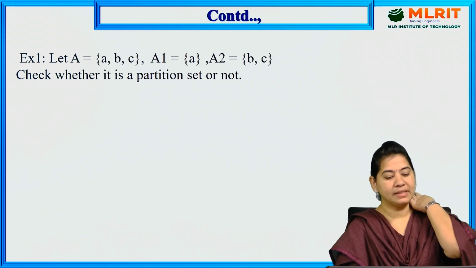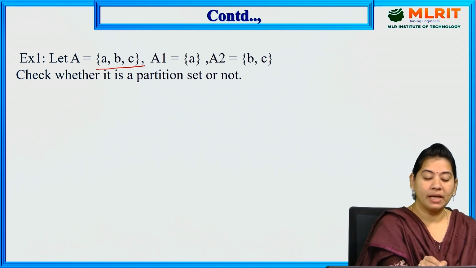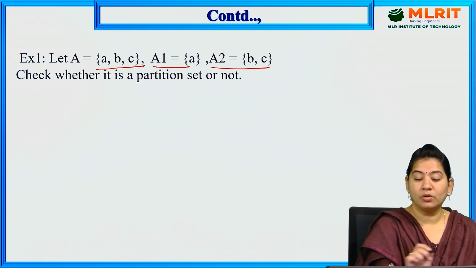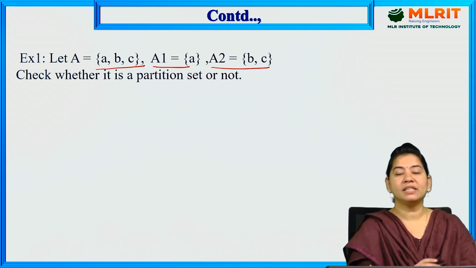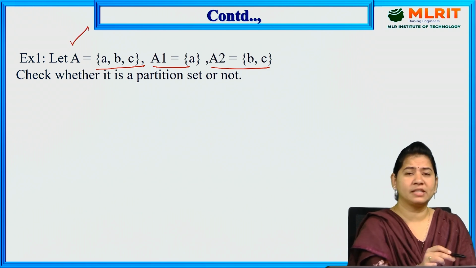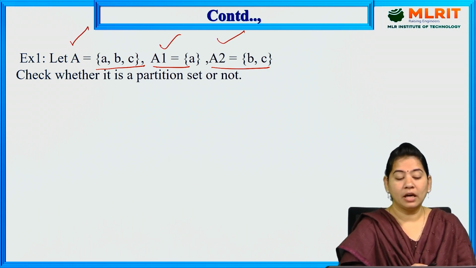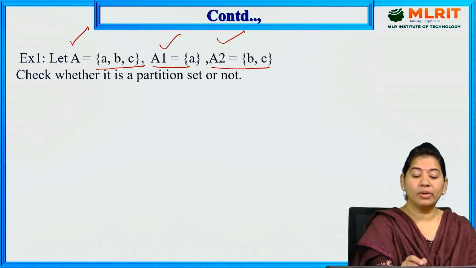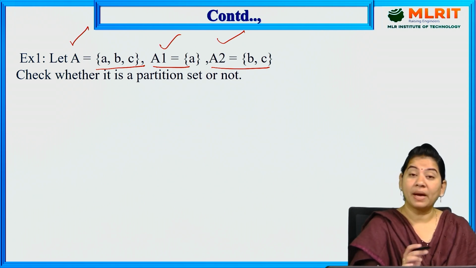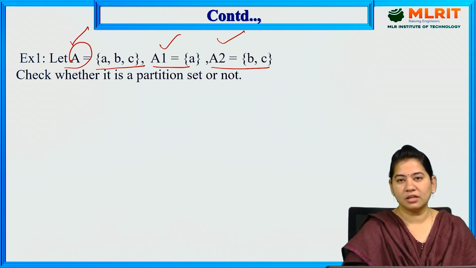So now let us see one example based on the partition set. Let A = {a, b, c}, A1 = {a}, A2 = {b, c}. Check whether it is a partition set or not. Means they have given the original set and they also have given the subsets. Now they are asking whether the given subsets form a partition set or not. Means check whether this particular set A is a partition set or not.